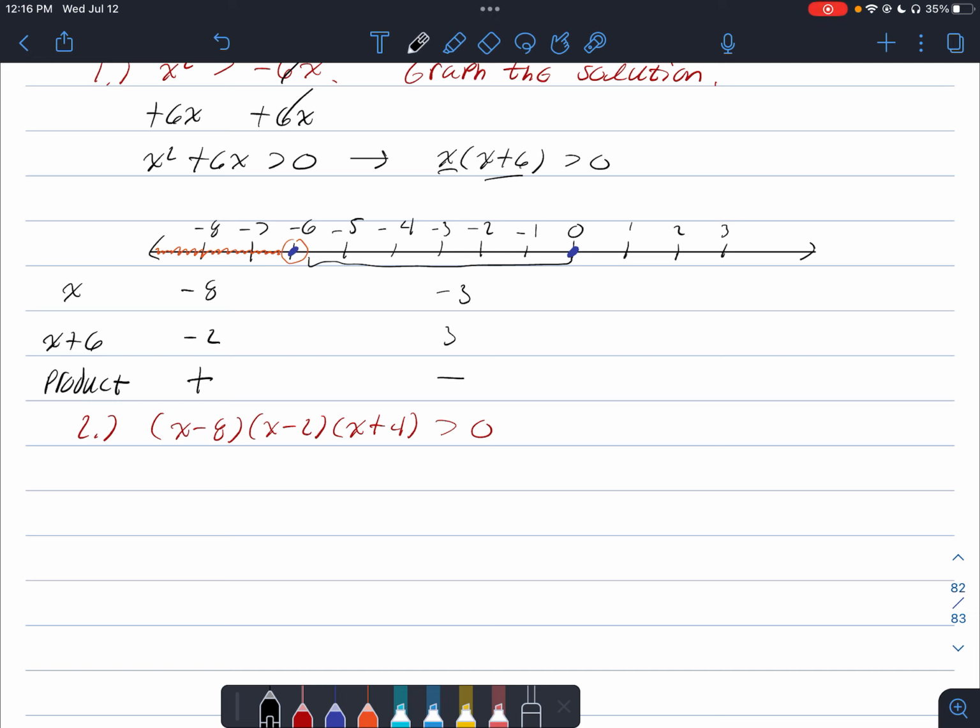Okay, so now we can pull a value from 0 to infinity. So if we pull, say, a 2, we can plug 2 in for x, we get 2. Plug 2 in for x plus 6, and we'll get 2 plus 6, which is 8. So 2 times 8 is 16. That is greater than 0. That's positive. So we know that this interval is going to work as well.